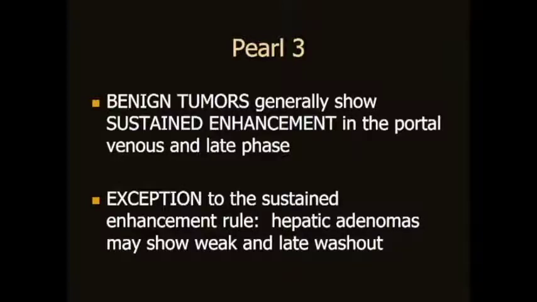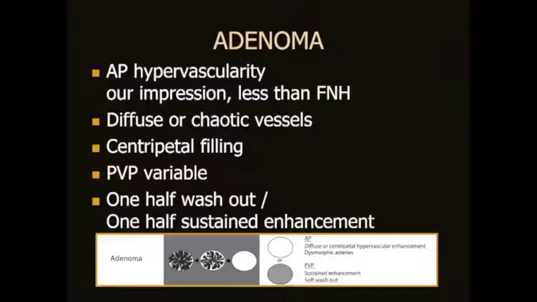Now, pearl number 3 is that benign tumors generally show sustained enhancement in the portal venous and late phase. Why does this have to be its own pearl? Because of the exception. So the exception to the sustained enhancement is for hepatic adenomas. And we know that a certain small but definite percentage will show weak and late washout. And so these lesions are hypervascular, but it is our impression that they're much less hypervascular than FNH.